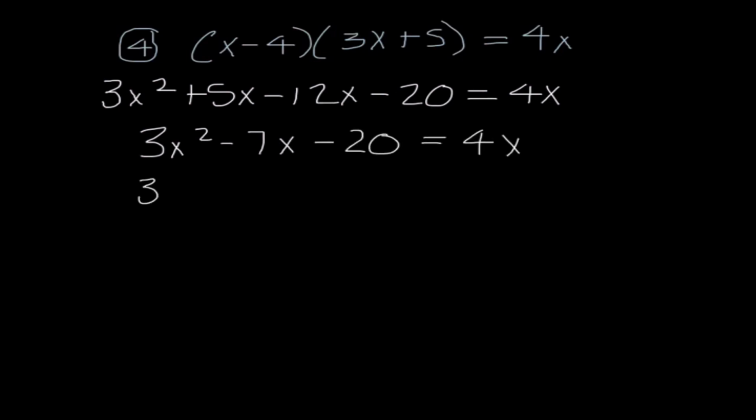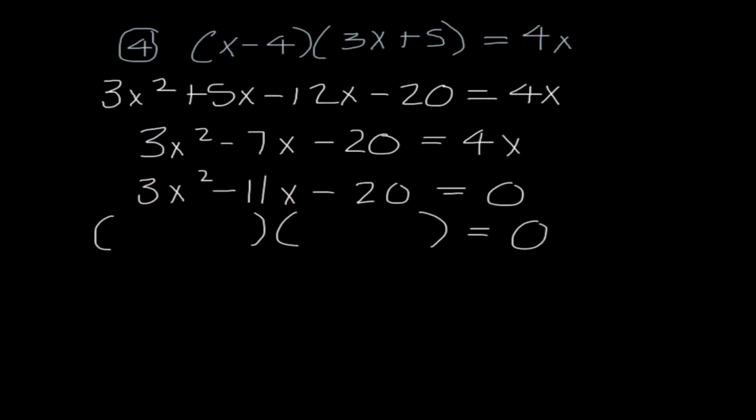And now I know I need to subtract 4x from both sides. So I get 3x squared minus 11x minus 20 equals 0. So I need to look and see, do I have a GCF? And we don't. So I know I need to use opposite of FOIL. The only way we could get 3x squared is 3x and x.